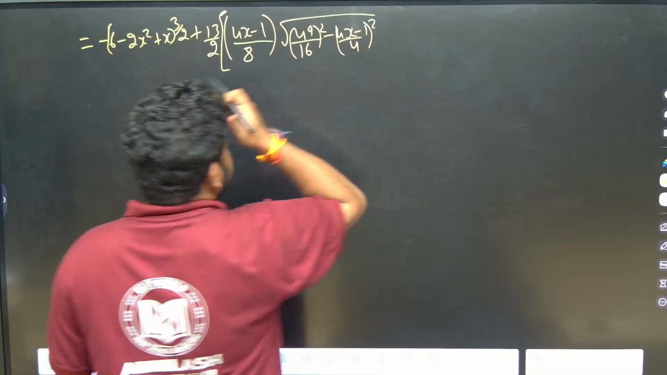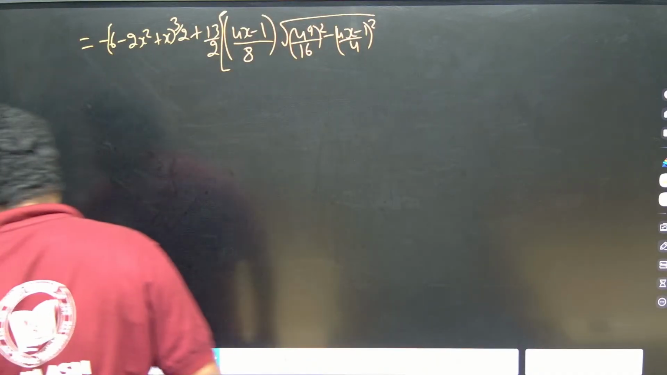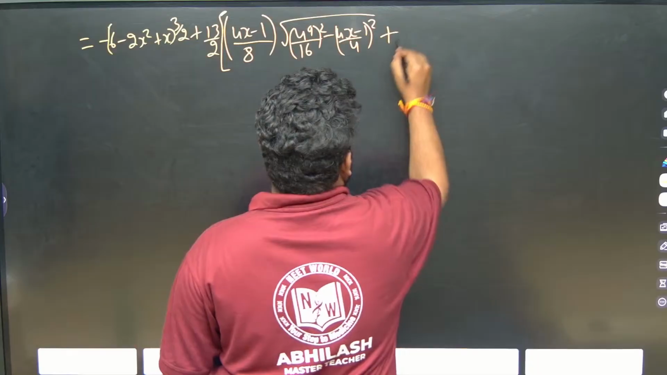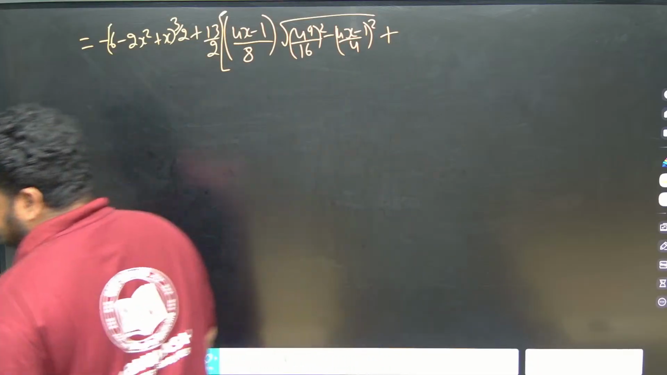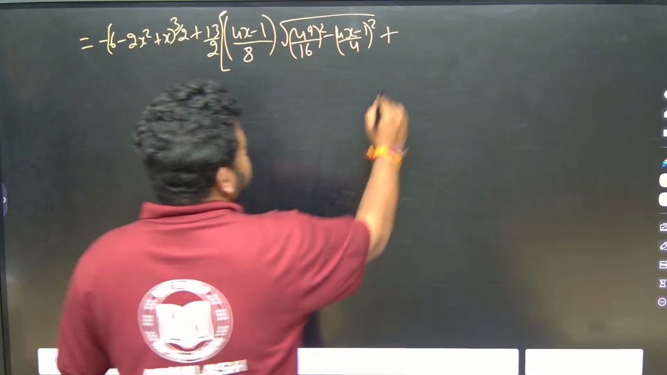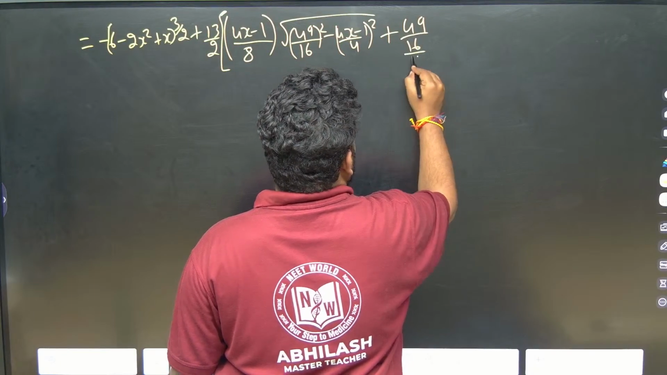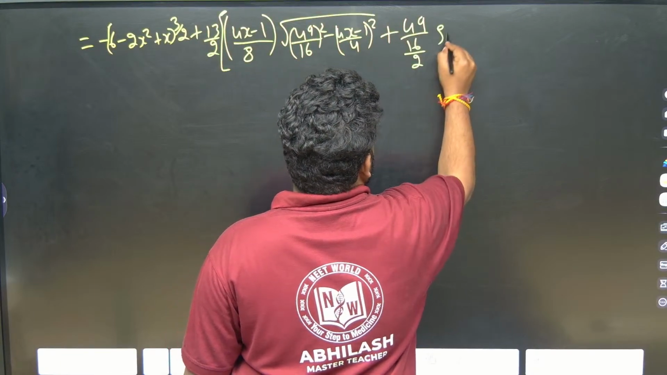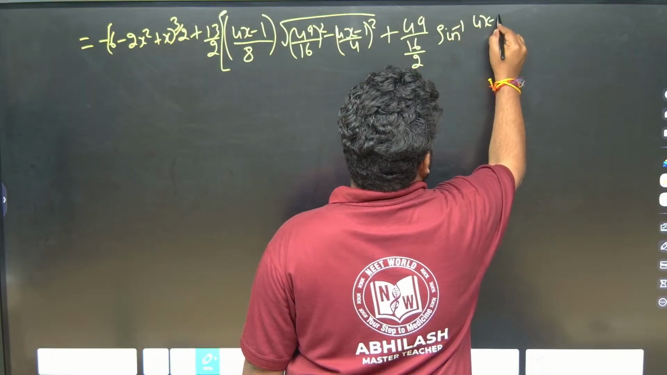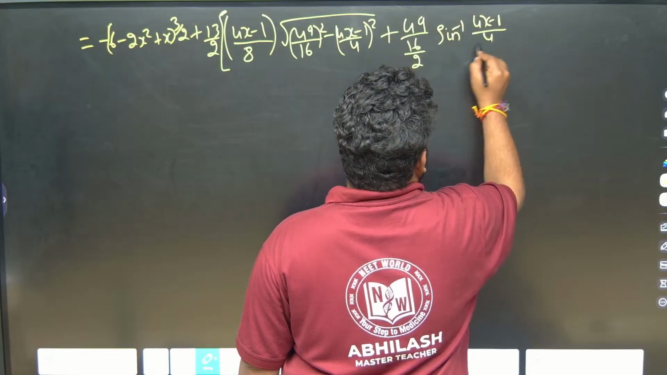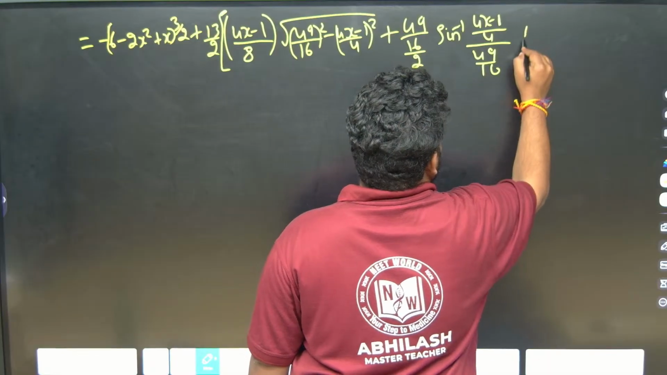Let us write this like this: 4x minus 1 by 4, plus a square by 2. A square is 49 by 16, so 49 by 16 by 2 into sin inverse of x by a. X is 4x minus 1 by 4, divided by a, which is root of 49 by 16, plus c.